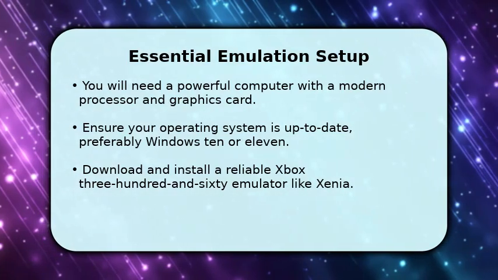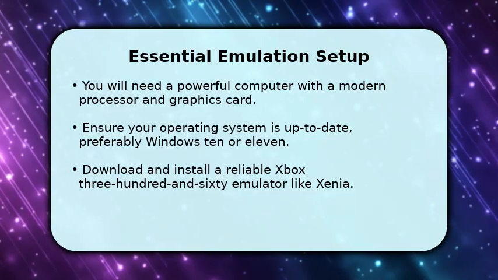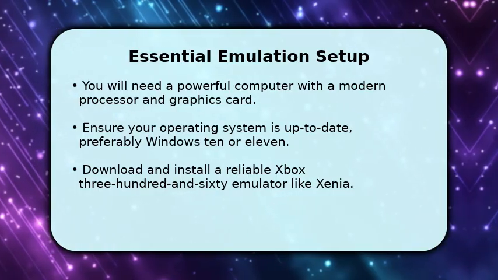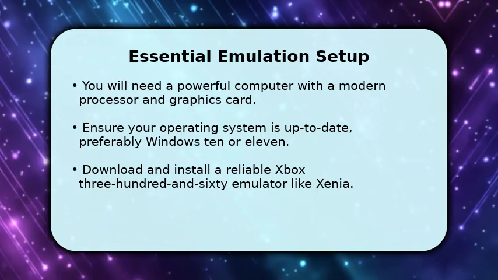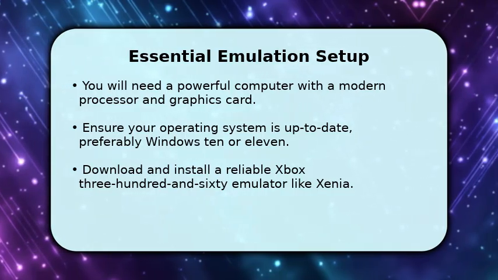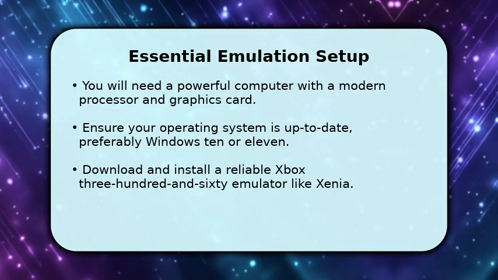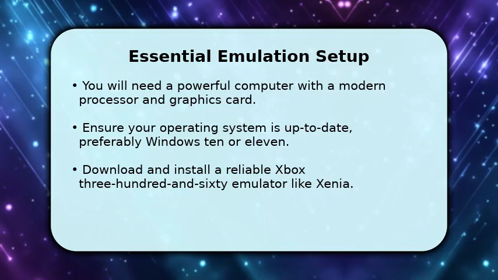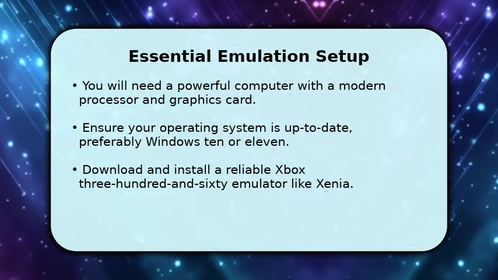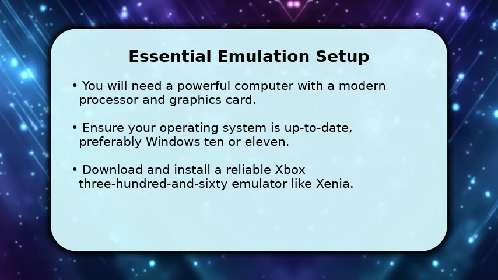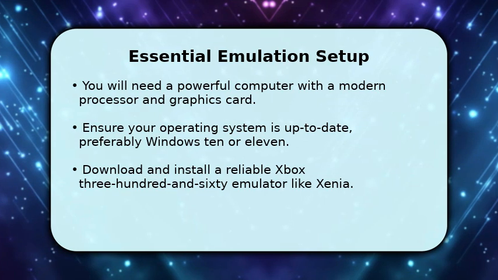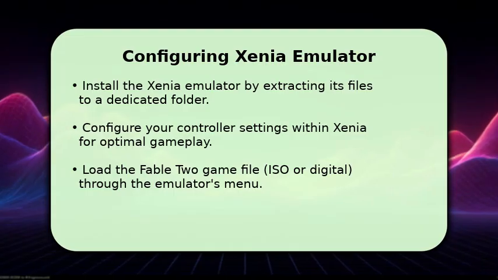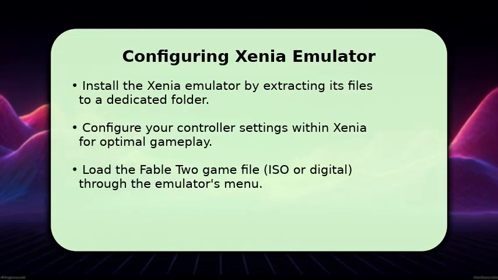Before you begin, ensure your PC meets the necessary specifications for emulation. A robust processor and a capable graphics card are crucial for smooth performance. Your operating system, ideally Windows 10 or 11, should also be current. Next, you'll need to download and install an Xbox 360 emulator, with Xenia being a popular and effective choice. Finally, make sure you have a legitimate copy of the Fable 2 game, either as a physical disc or a digital file. Once you have Xenia downloaded, install it by extracting its contents into a dedicated folder on your computer.